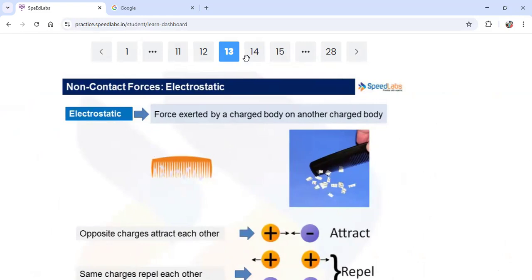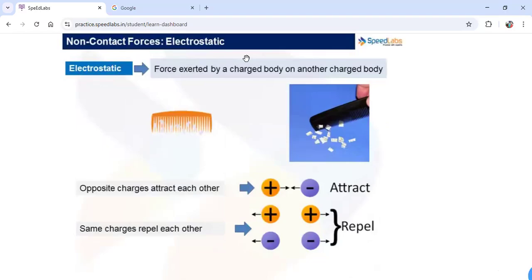Next, non-contact forces, that is electrostatic forces. Another example, force experienced by a charged body on another charged body is called what? Electrostatic force. Okay, you can see that when you rub your comb with hair and take some small pieces of paper, what you will observe is that they get attracted because of electrostatic force. Opposite charges attract each other, yes, and same charges repel each other. Plus minus, what will they do, children? Attract. Plus plus repel. Yes or no? So same charges repel each other. Minus minus repel. Repulsion will take place.